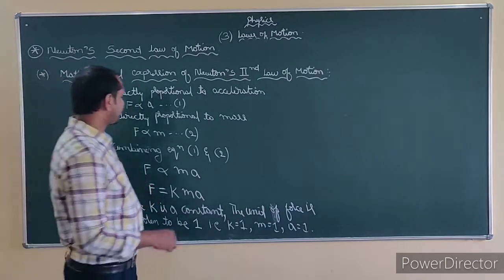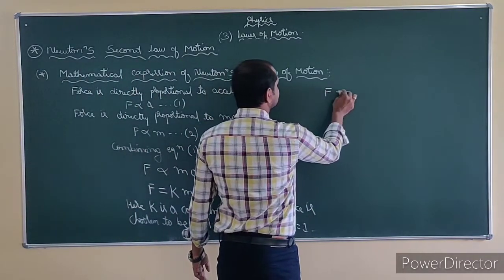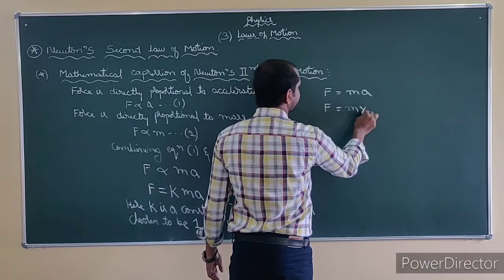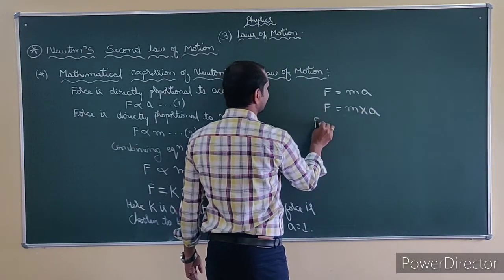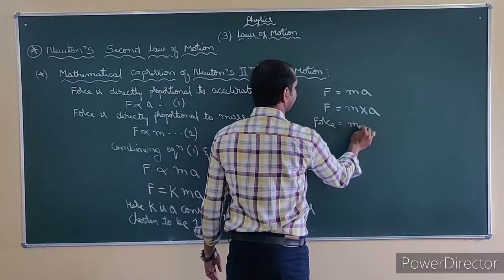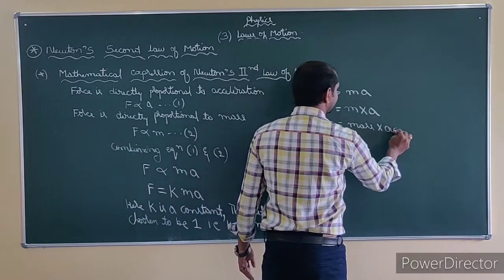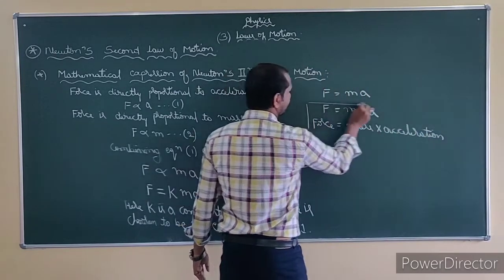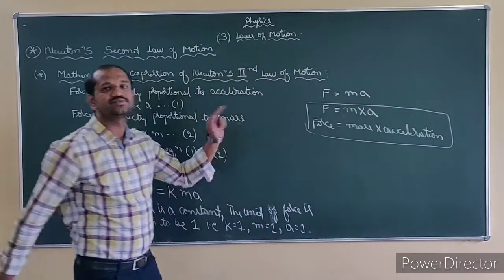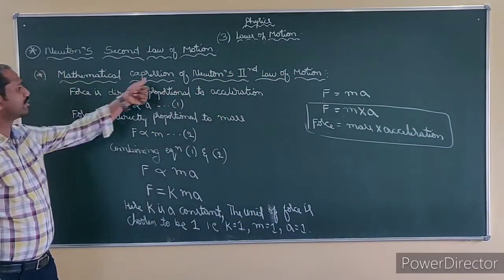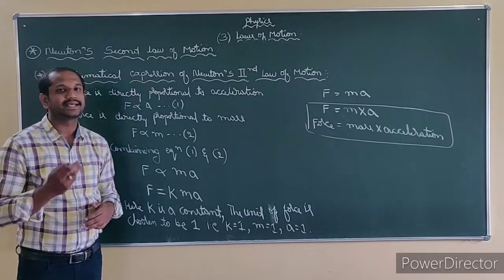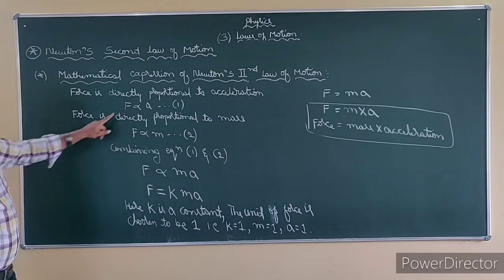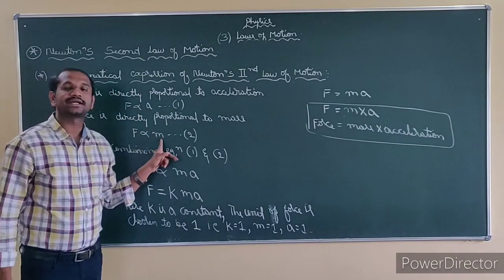So when we take this, what happens to this expression is F is equals to m into a. That is, F is equals to m a. Otherwise you can write it as force is equals to mass into acceleration. Understand? So this is Newton's second law of motion's mathematical expression. I hope you have understood. See, the basis for Newton's second law of motion is this: force is directly proportional to acceleration, force is directly proportional to mass.